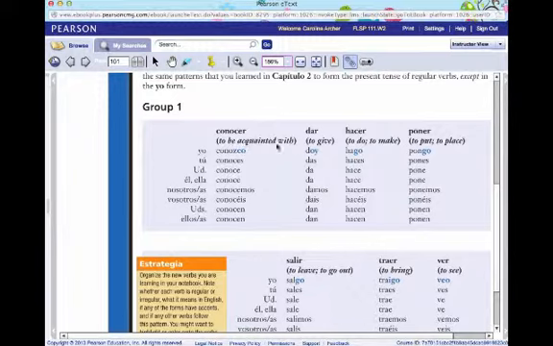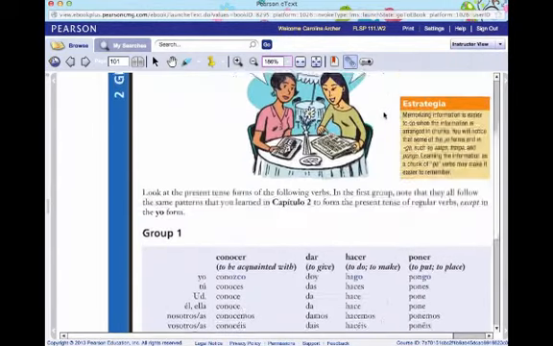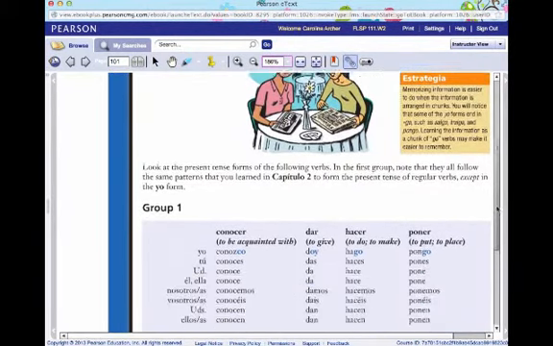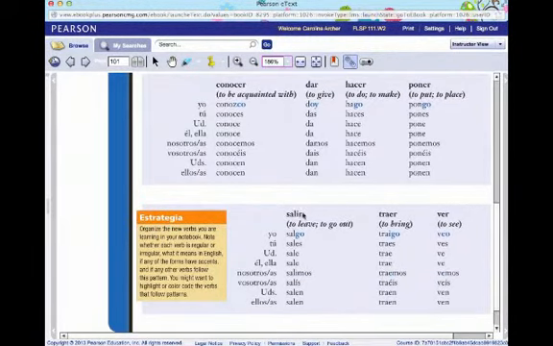Conocer means to be acquainted with, dar means to give. So these are very common words that we use all the time, so it's very important that you know how to use them. Hacer, we use that word all the time, to do or to make. Poner, to put or to place. Salir, to leave or to go out. We learned in the last chapter the verb llegar, which means to arrive. Traer, to bring, and ver, to see.